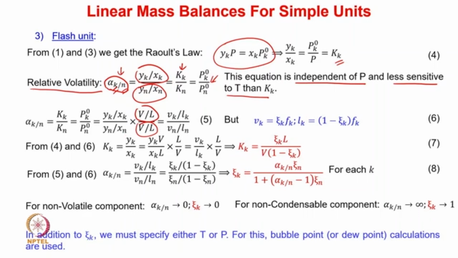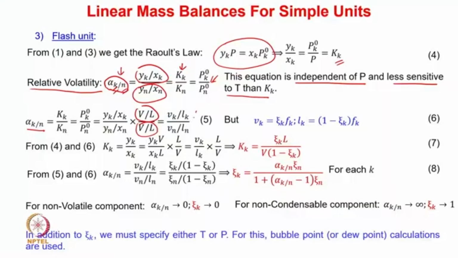So we have now represented this alpha kn, which is nothing but the relative volatility of component k with respect to the key component n, in terms of the molar flow rate of component k in the vapor and liquid, and the molar flow rate of the key component n in vapor and liquid. That is what we have obtained in equation number 5. Now once we have obtained this equation number 5, this can be further simplified.